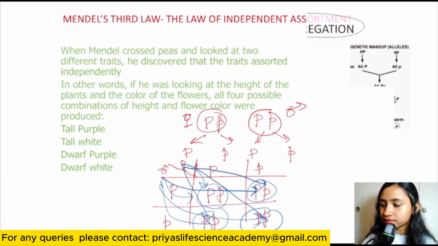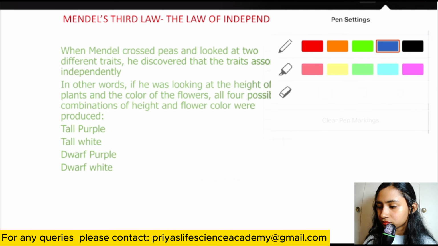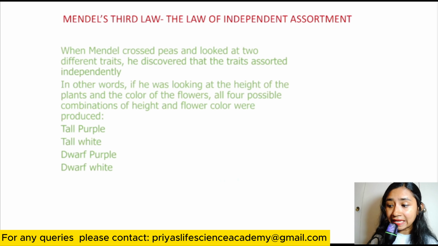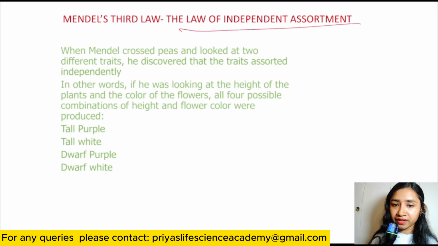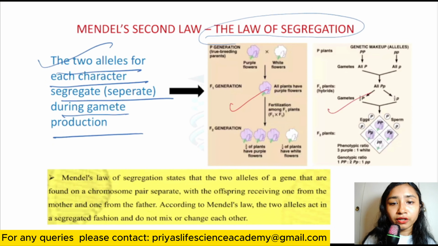Now we will understand Mendel's third law, the law of independent assortment. It is very important. Another thing I forgot to tell you: this type of cross, where Mendel found the law of dominance and the law of segregation, the cross that I did here, is known as a monohybrid cross.